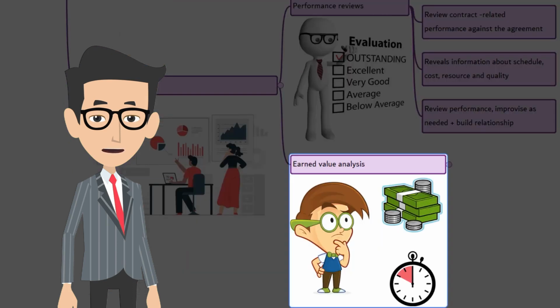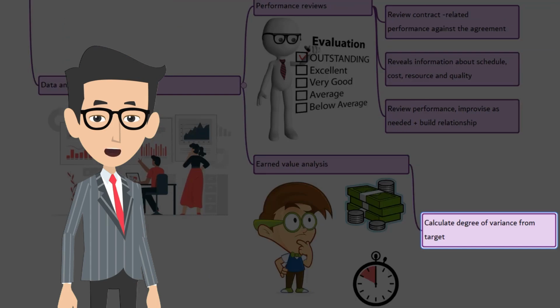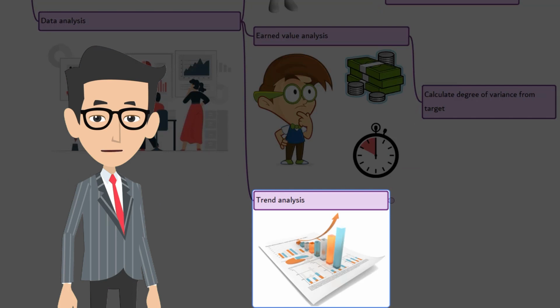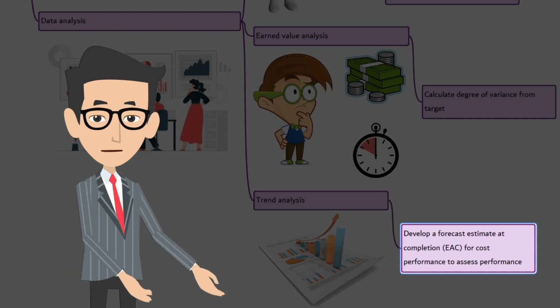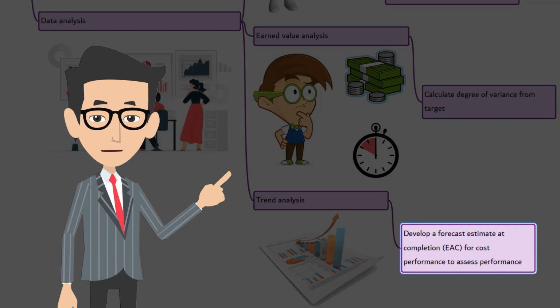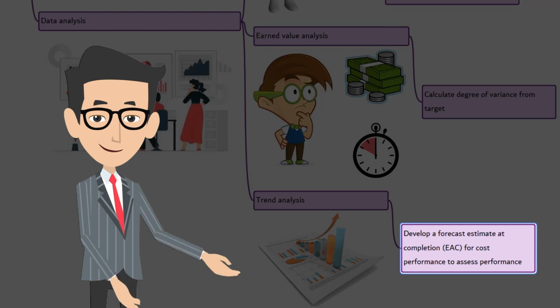Second, earned value analysis. Schedule and cost performance indexes and schedule and cost variance calculations are used to determine the degree of variance from target. The third is trend analysis. Trend analysis can develop a forecast estimate at completion, EAC, for cost performance to see if the performance is improving or deteriorating. This can be used to develop forecast estimates at completion. Trend analysis determines whether performance is getting better or worse.